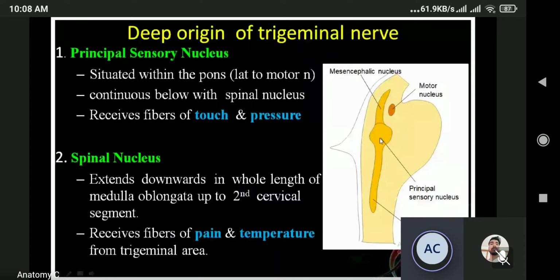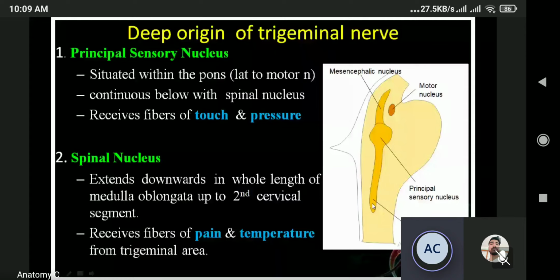Now the next one is the spinal nucleus. The spinal nucleus will extend throughout the medulla oblongata up to C2. If you see the cross section of the spinal cord, the nuclei of the spinal cord, over there you will come across the spinal nucleus of the trigeminal. Remember that also, because it extends up to C2. Now this spinal nucleus will receive the fibers of pain and temperature.